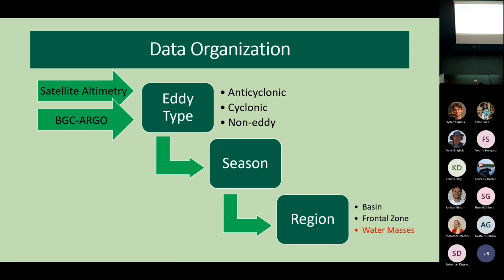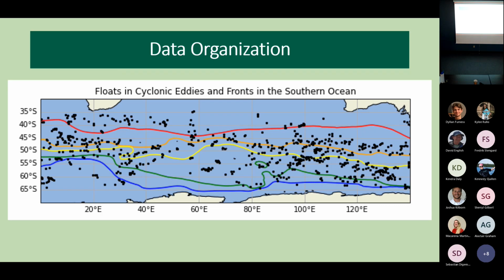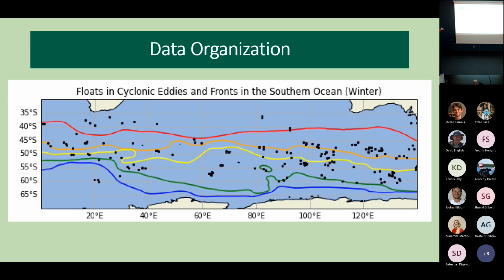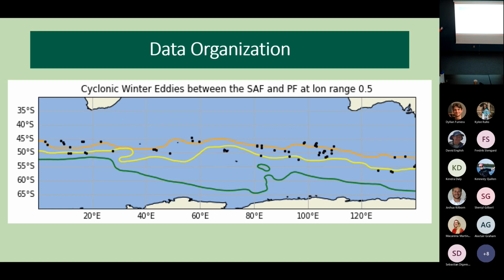I highlighted water masses in red here because we have not yet reached that point in our analysis. And you're going to see that it's really important that we do, and that we do it soon. So what it looks like when we break all that data down is, for example, these are cyclonic eddies in the Indian Basin in all seasons, so all cyclonic eddies. I'm going to break it down. I've chosen winter for this example, and then I've broken down by frontal group.